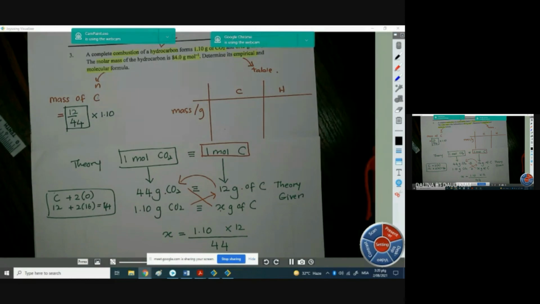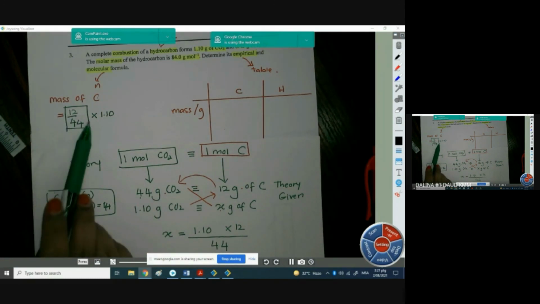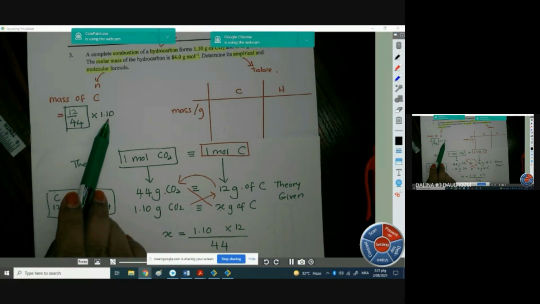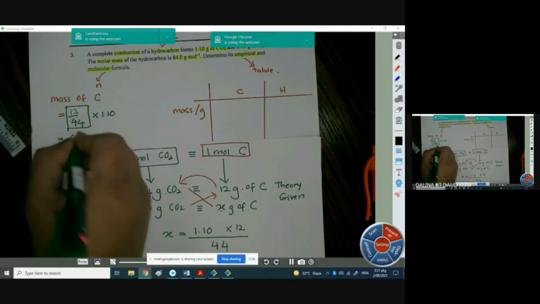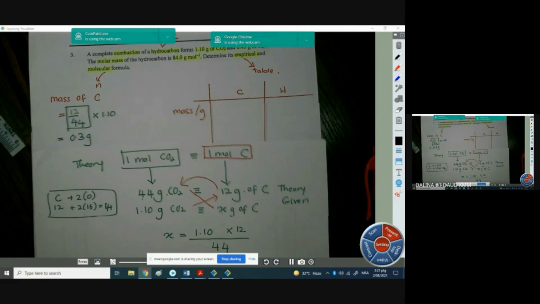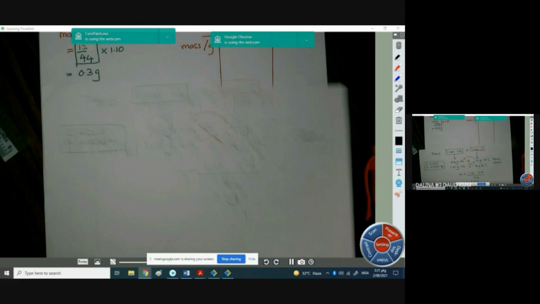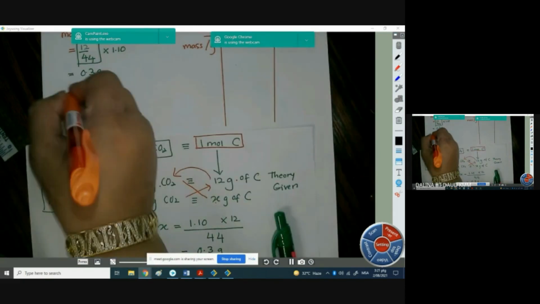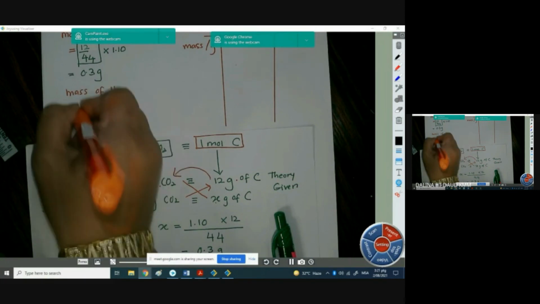Bila you faham konsep dia, kenapa 12, kenapa 44, so you can replace 12 over 44 times dengan apa yang dia bagi, 1.1. So you will get the answer 0.3 gram. Itu yang saya nak simpulkan. Okay. Now we go to the another one. We want to find out mass of hydrogen. Okay, mass of hydrogen.